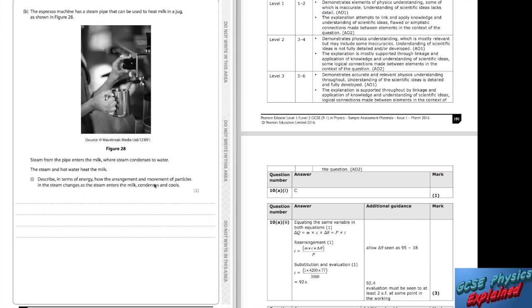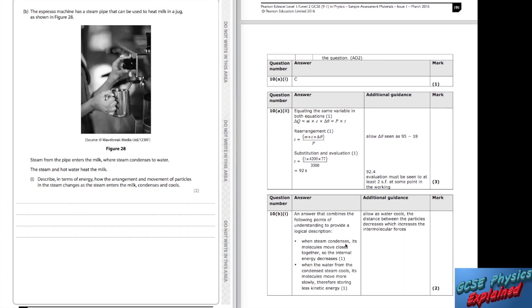Part B. The espresso machine has a steam pipe that can be used to heat milk in a jug, as shown in figure 28. Steam from the pipe enters the milk where steam condenses to water. The steam and hot water heat the milk. Describe in terms of energy how the arrangement and movement of particles in the steam changes as the steam enters the milk, condenses and cools.